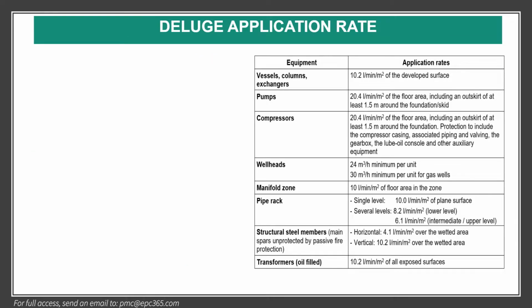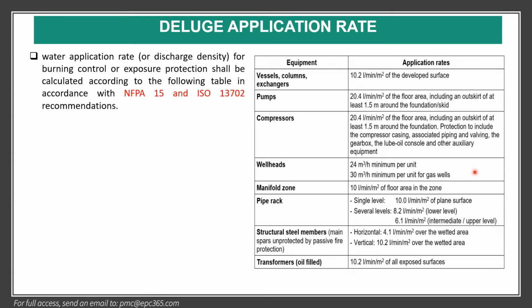So when you decide to put the deluge system in an equipment or vessel, normally the application rate as per NFPA is 10.2 liters per minute per square meter. For the pump it is 20.4, and so on. And as I said, it is based on NFPA 15 and ISO 13702.